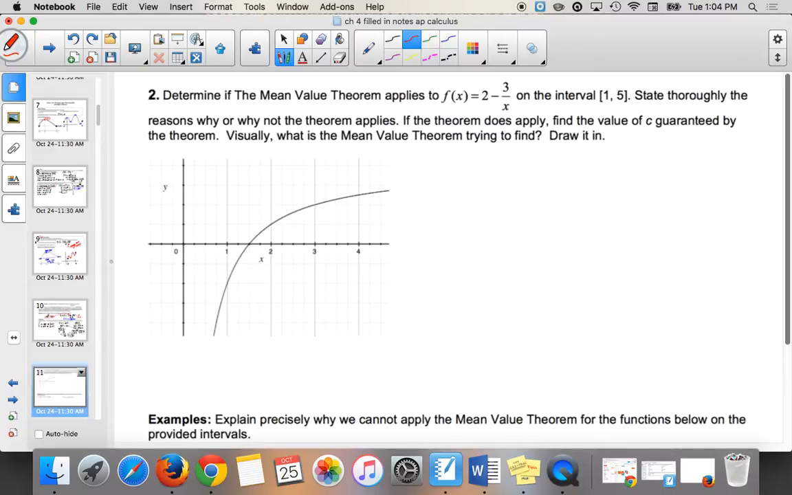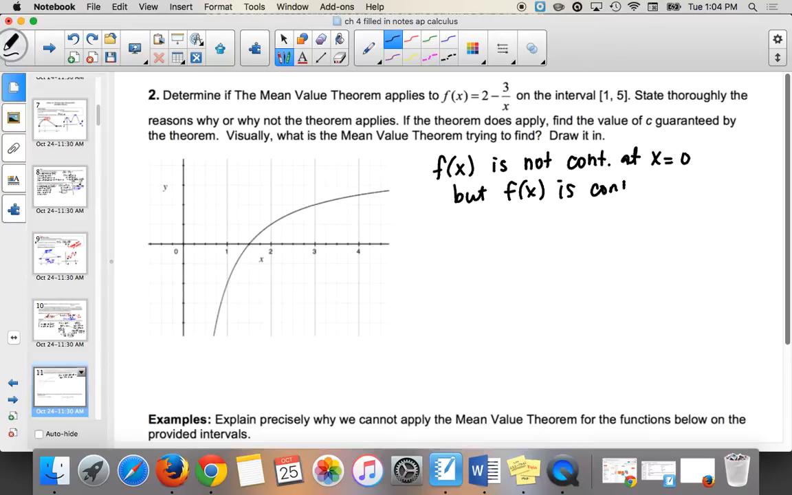Where is this not continuous? It's not continuous at 0. So f of x is not continuous at x equals 0, but it doesn't matter. f of x is continuous on 1 to 5. So really, you would not need to write that f of x is not continuous at 0, as long as you recognize that one's not a concern anyway. So f is continuous on 1 to 5, so we're good there.